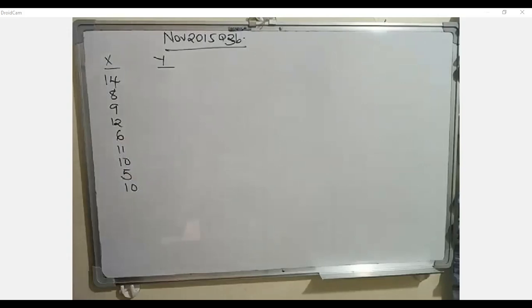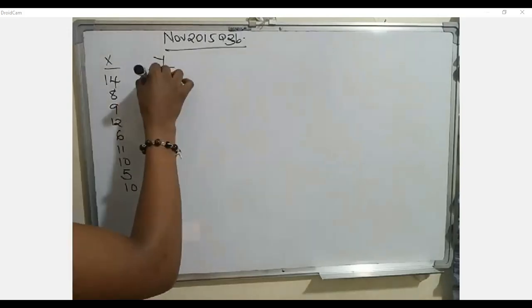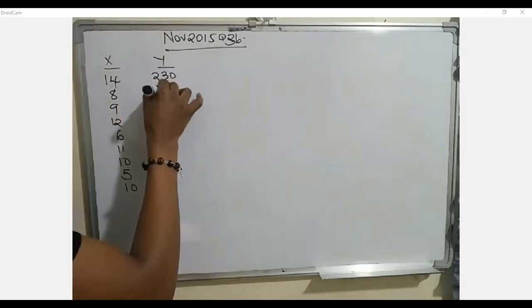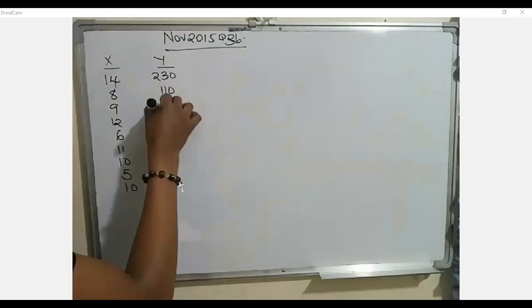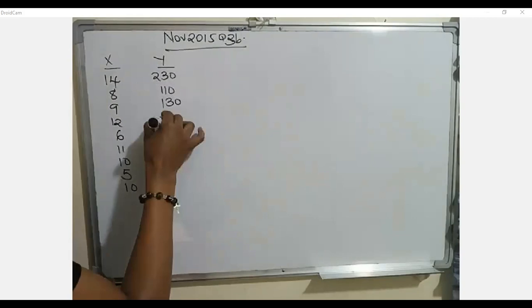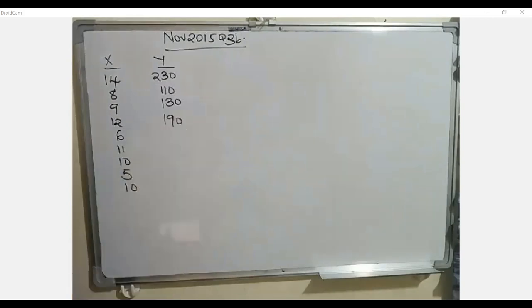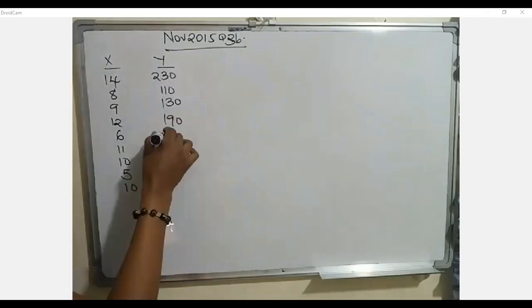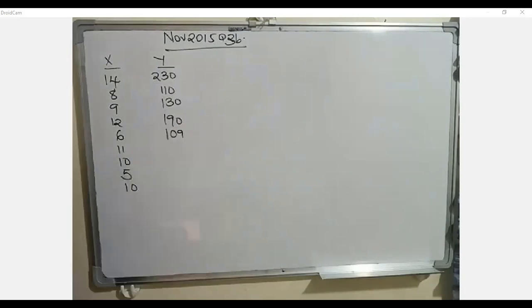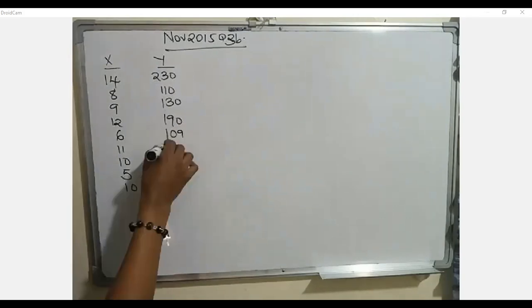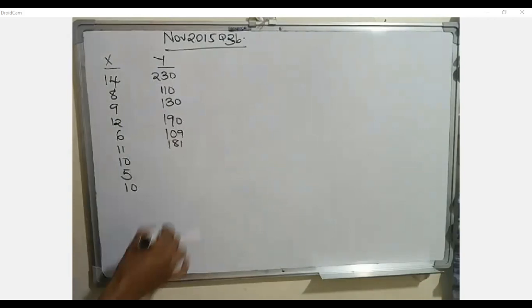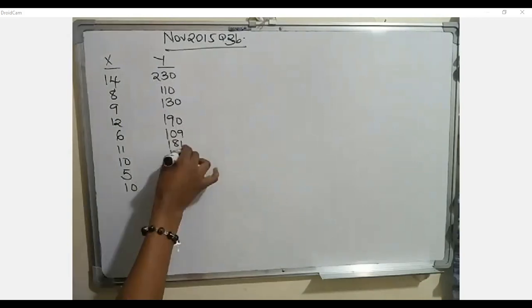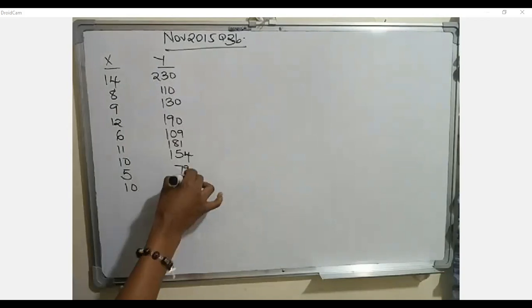Then for Y, we have 230, 110, 130, 190, 109, 181, 154, 79, and then the last one is 144.